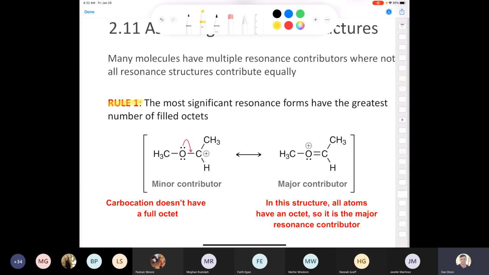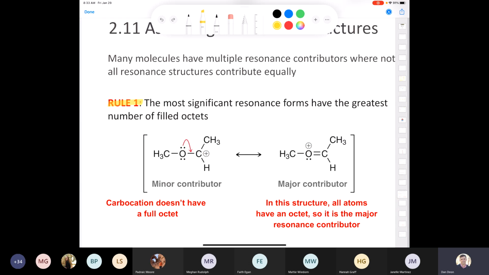The most significant resonance forms have the greatest number of filled octets. You look at these two resonance structures here. What would be my knee-jerk reaction, and what was my knee-jerk reaction way back in 1995 when I was learning this? I said, okay, carbon has a positive charge over here, and oxygen has a positive charge over here. Carbon is less electronegative than oxygen. This should be the major resonance contributor, but I was wrong. I was incorrect.